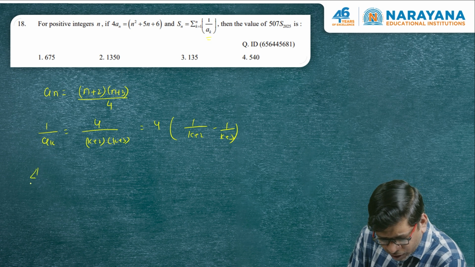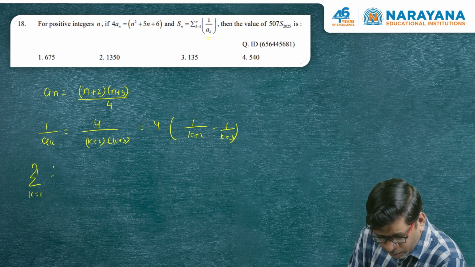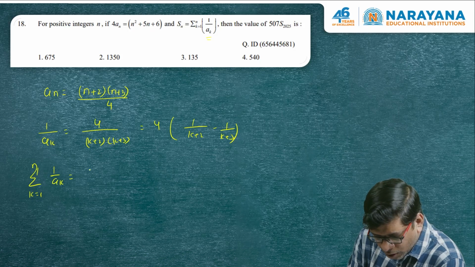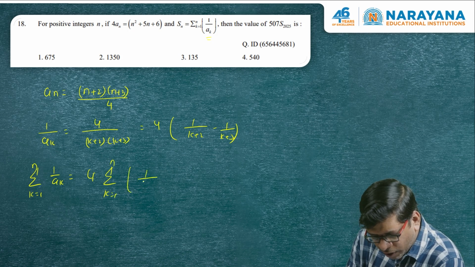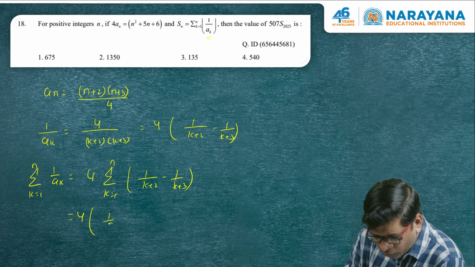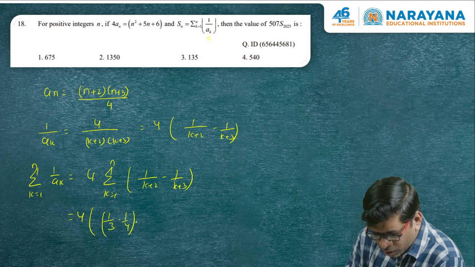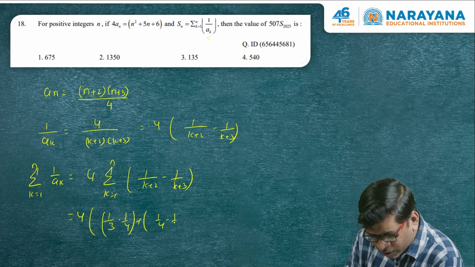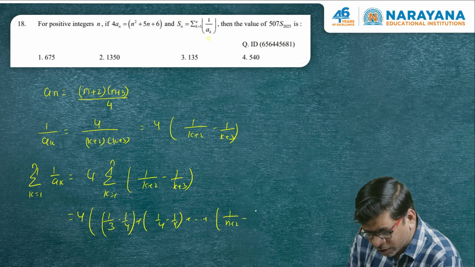Now they are asking you for the summation k from 1 to n of 1 by a_k. So 4 times summation k from 1 to n, 1 by (k plus 2) minus 1 by (k plus 3). Standard telescopic. Put k equals 1: 1 by 3 minus 1 by 4. Put 2: 1 by 4 minus 1 by 5. Up till n: 1 by (n plus 2) minus 1 by (n plus 3).